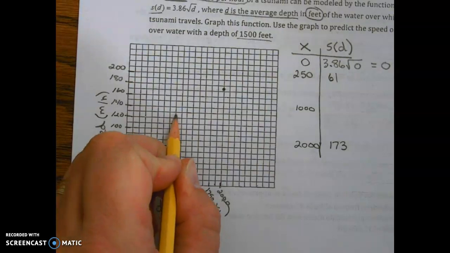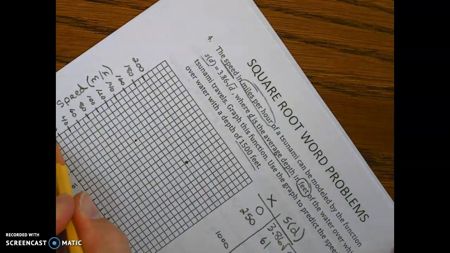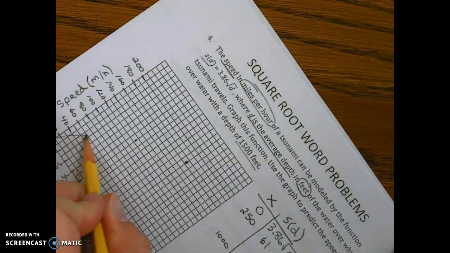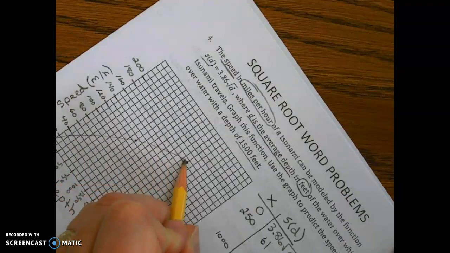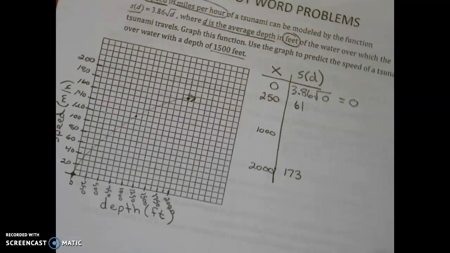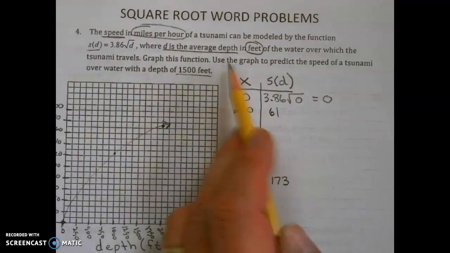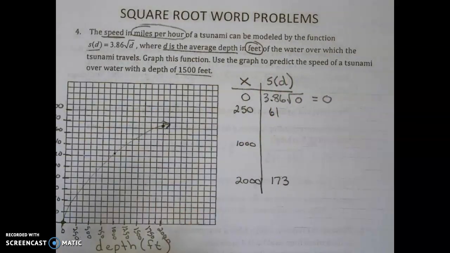Right there. So what we want to do here is we just want to kind of sketch, hopefully I do a good job, a curve through those points. Because what we really want to do here, it says use the graph to predict the speed. Now I might want to put another point here, but I think we're good.